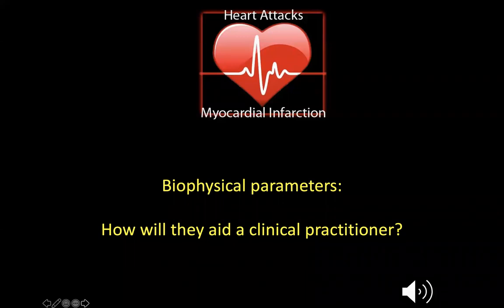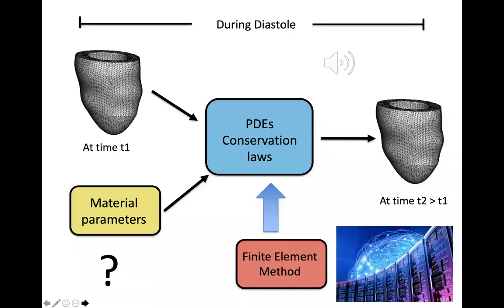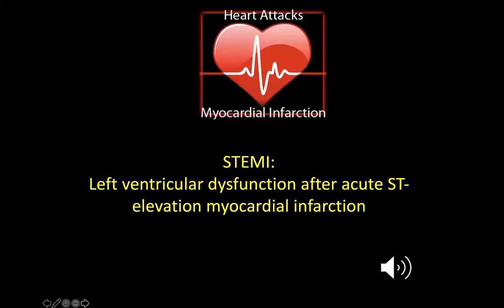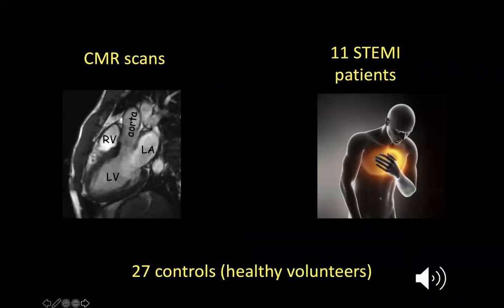Now, the obvious question to ask is, how useful are these biophysical material parameters? How will they aid a clinical practitioner? And remember, these are the parameters on which our cardiomechanic model depends. To test that, we looked at STEMI, which is a particular form of myocardial infarction or heart attack. We obtained magnetic resonance image scans for 11 STEMI patients and 27 healthy volunteers as controls.